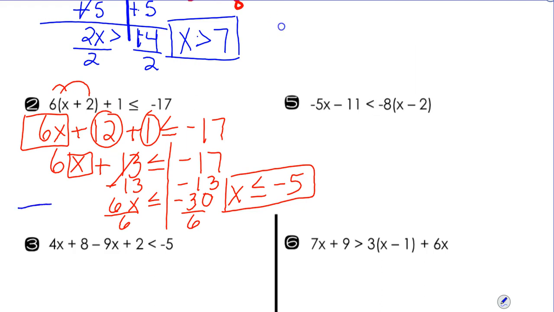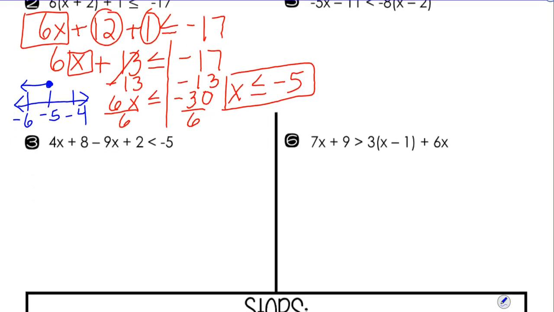So I'm going to graph it like so. And then -6, -5, -4. And this is going to be a closed circle. And it's going to be less than, so it's going to be to the left. Questions on that one? Okay, let's look at the third one.